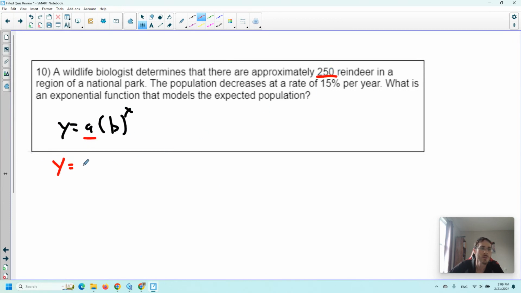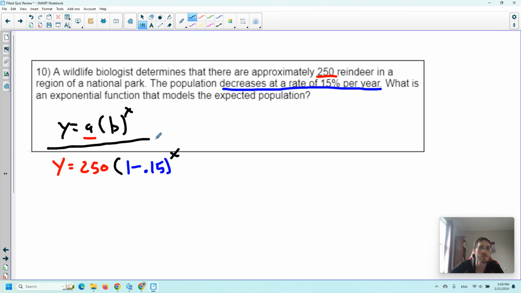So far, so good. For B, it says we're going to decrease by 15% each year. So that means we're going to have 100% minus 15% every year. And we're done. That's it. That's all we got. So all we got to do is realize that a decrease is going to be a minus sign, 0.15 for 15%, and that's it. That's all we got to do for 10.